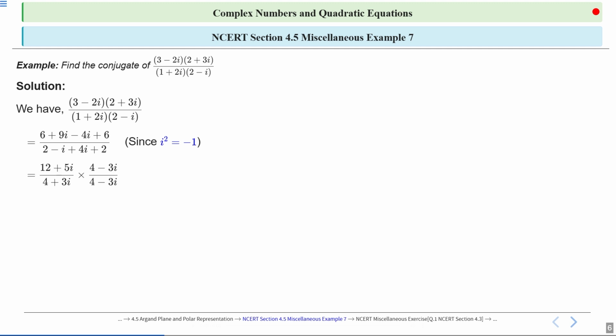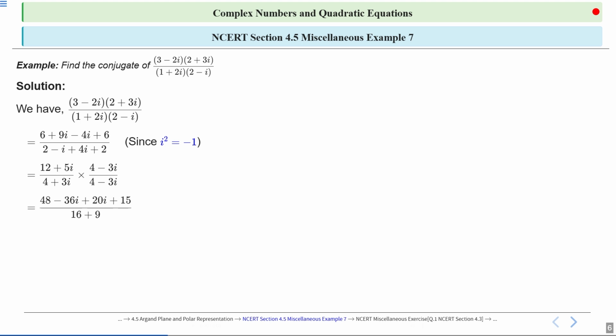So after simplifying, the numerator becomes 12 plus 5 iota and the denominator is 4 plus 3 iota. We write this as (12 plus 5 iota) over (4 plus 3 iota), times (4 minus 3 iota) over (4 minus 3 iota). Here we multiply both the numerator and denominator by the conjugate of the denominator, which is 4 minus 3 iota.